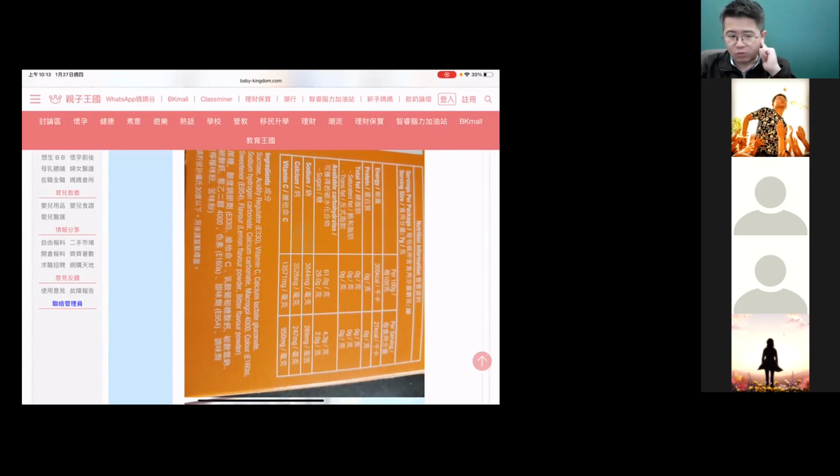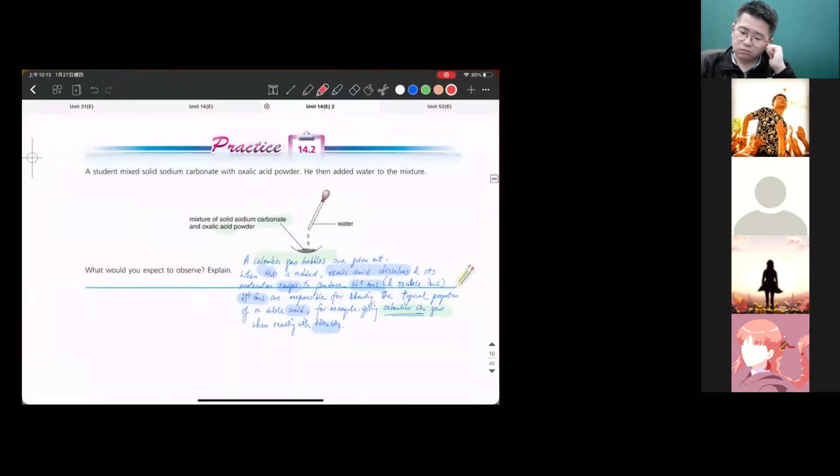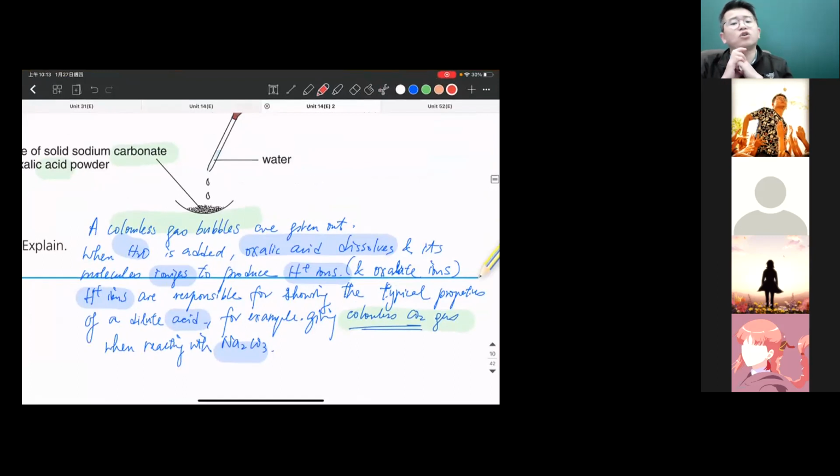Okay, I want to hear one important word, which starts with the letter I. Ionize. Ionize in water. So what will happen? They ionize in water to produce hydrogen ions. So hydrogen ions will then what? Hydrogen ions will show the acidic property by reacting with the Hongkong C. What is the chemical? It's not sodium carbonate. It is sodium hydrogen carbonate. Yes, hydrogen carbonate to form carbon dioxide gas.